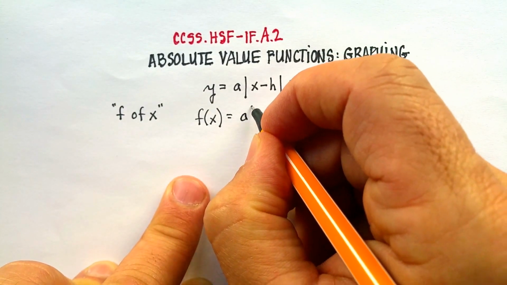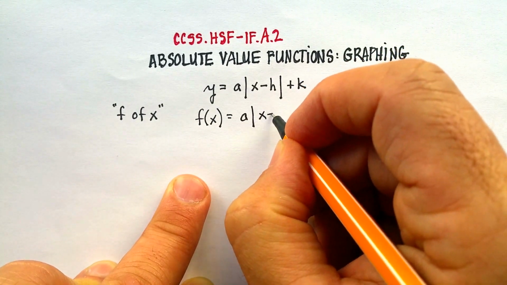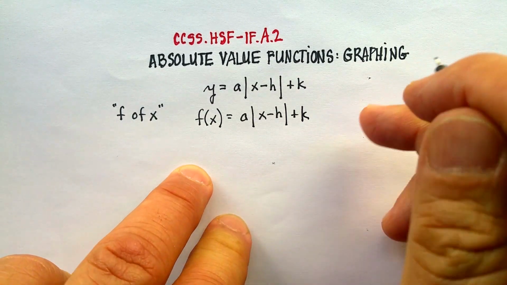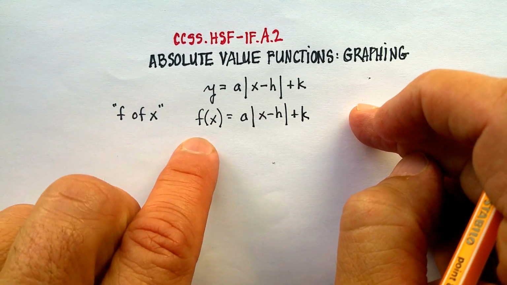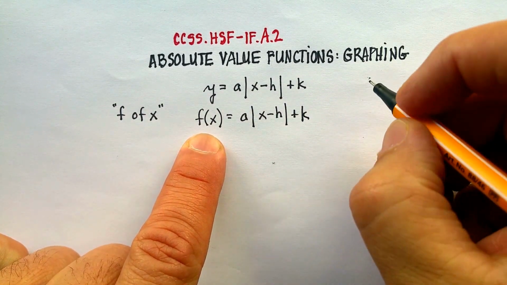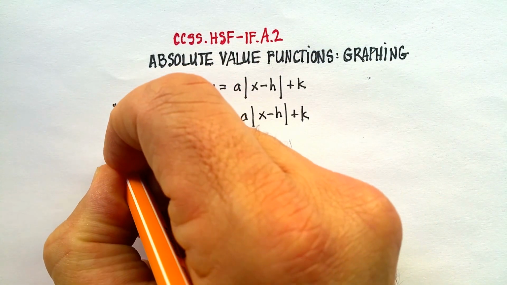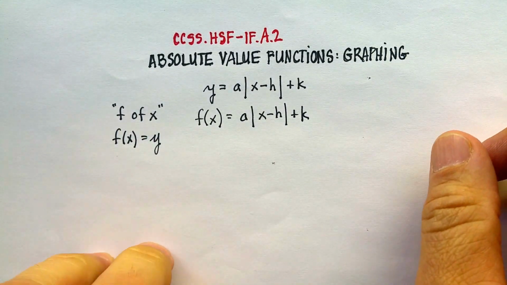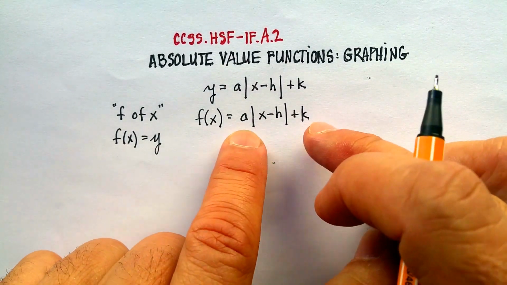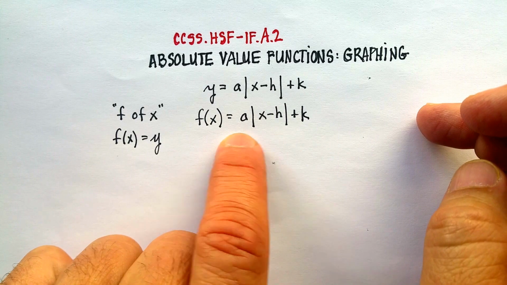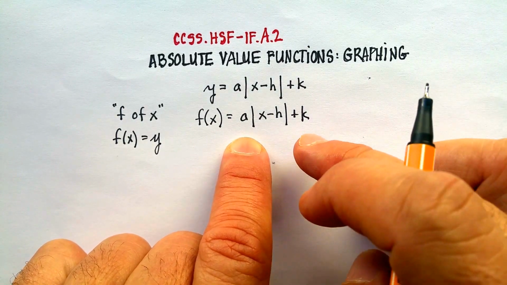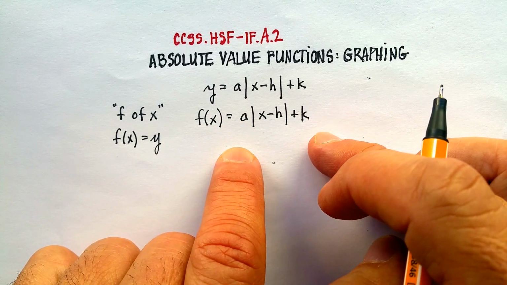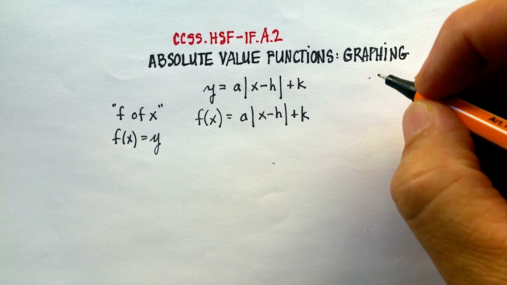Let's put it through this particular equation, and you will produce some kind of a y value. So f of x is the same thing as y. F of x is the same thing as y. Now, the reason I'm using this particular formula is because the a, the h, and the k all mean something. All right, so let's go through some definitions first.